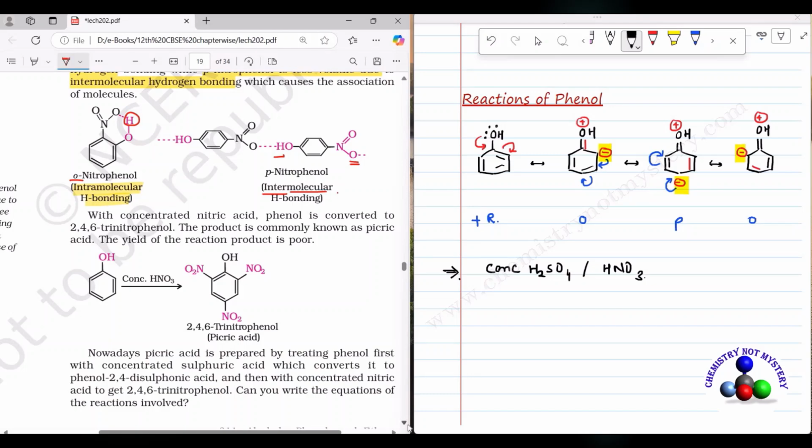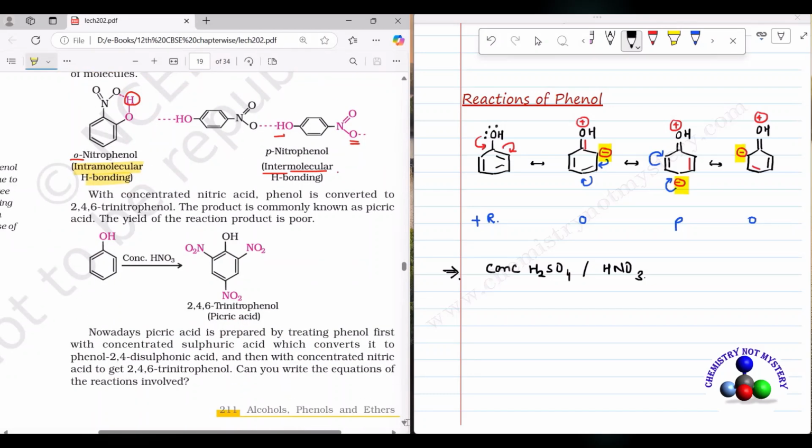Now let's read from the book. With concentrated nitric acid, phenol is converted to 2,4,6-trinitrophenol. The product is commonly known as picric acid. The yield of the reaction product is poor.